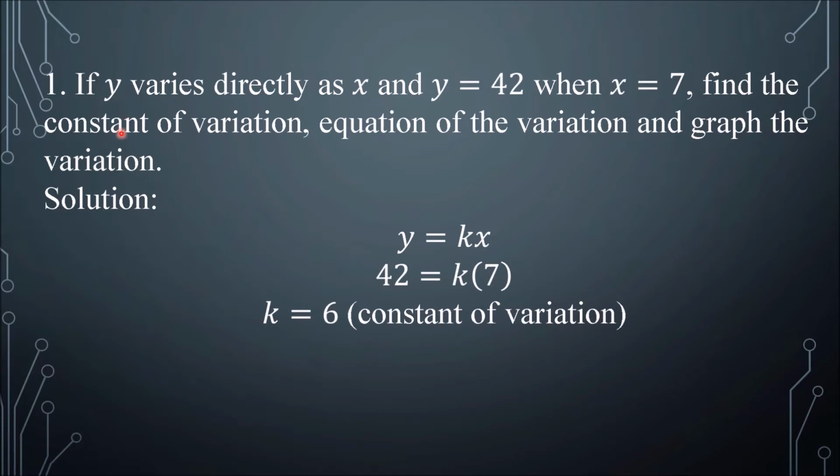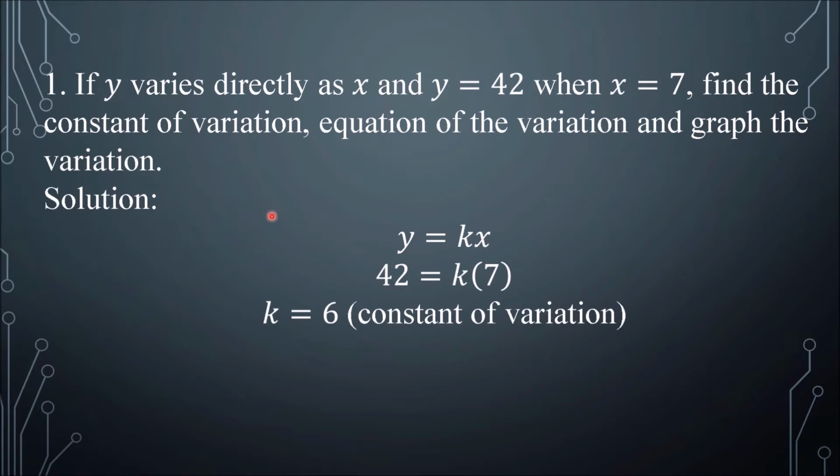Let's have the first example. If y varies directly as x and y is equal to 42 when x is equal to 7, find the constant of variation, equation of the variation, and graph the variation.